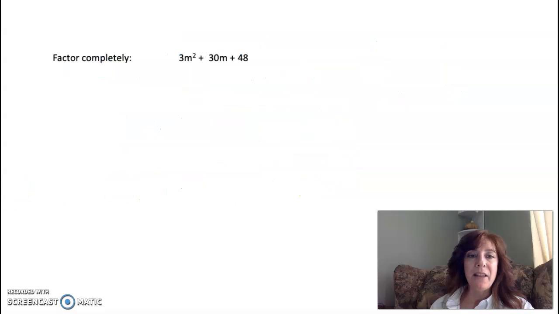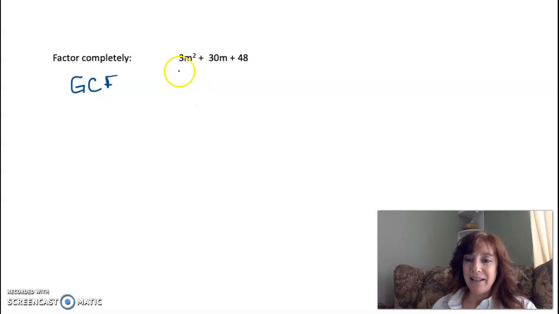All right, let's look at another one. Here we have 3m squared plus 30m plus 48. M is not in every term, but there is a number in every term. So I need to find my greatest common factor. Do they have a factor in common?